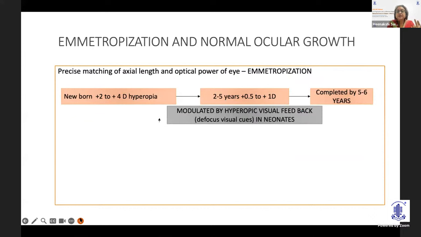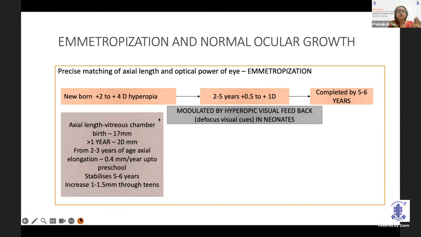So this is modulated by hyperopic visual feedback in neonates, right? So what else happens in the eye other than the refractive error? Let's look at the axial length. If you look at the axial length, it's about 17 millimeters at birth, and by more than 1 year becomes 20. From 2 to 3 years of age, the axial elongation is about 0.4 millimeter a year up to preschool, and it stabilizes at 5 to 6 years, with a very minimal increase through the teens.